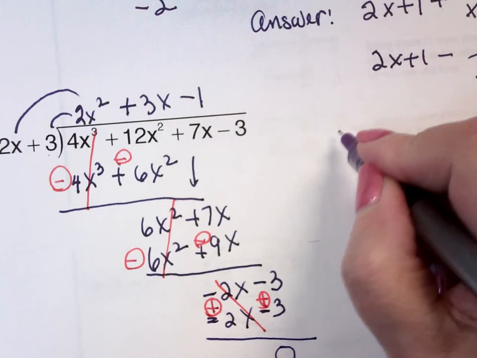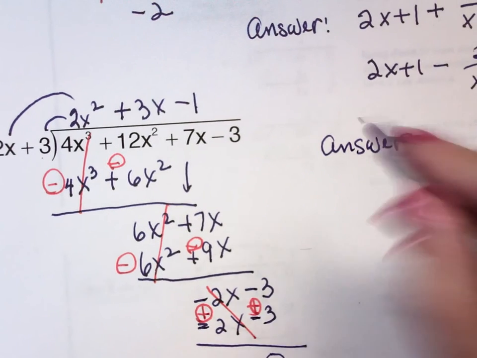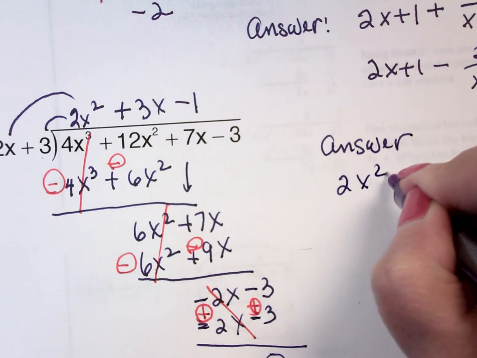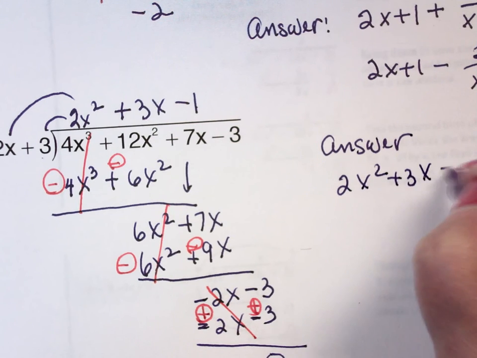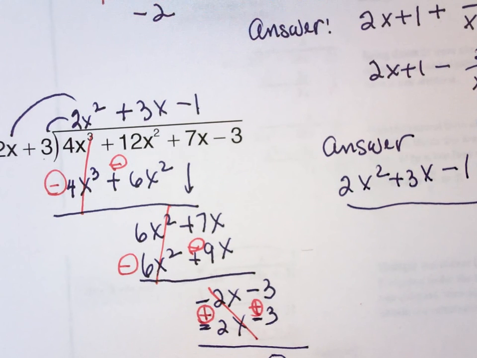So your answer is 2x squared plus 3x minus 1. And you don't need to put remainder 0, because if there's no remainder, there wouldn't be anything hanging off the edge, right?